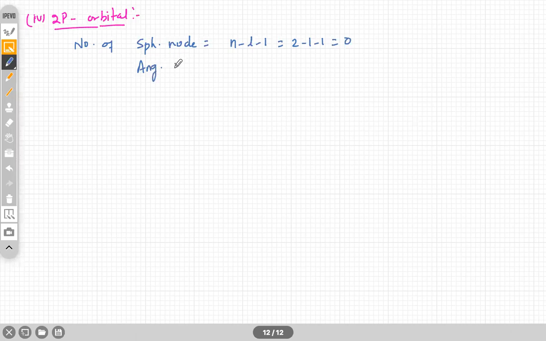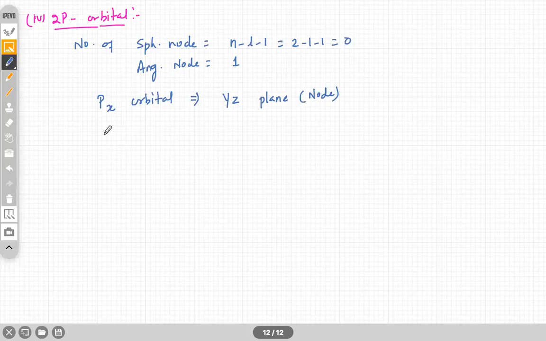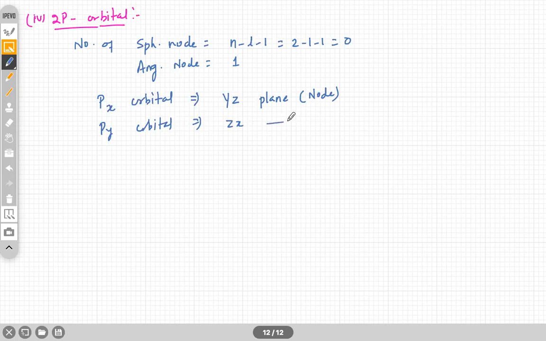Angular node is equal to 1. Okay, so if it is px orbital, it has one angular node. For a px orbital, the angular node is the yz plane. It is the angular node, meaning the perpendicular plane. Because the electron is in this x orbital, the perpendicular plane, the yz plane, has no electron present, hence it is the node. Similarly, if you take py orbital, perpendicular to this plane is the zx plane, and that is a node we have. Pz orbital, we have the xy plane, and that is a node. Okay, so this you must keep in mind.